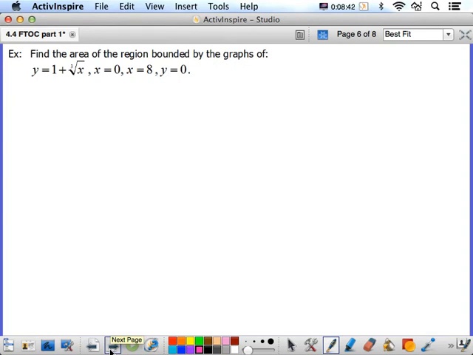So let's do this guy. Remember that we can actually do this as an area problem. So we're going to find the area of the region bounded by the graph y equals 1 plus the cube root of x, x equals 0, x equals 8, and y equals 0. In order to figure out how to set this up, you really need to be able to visualize it. So go ahead and in your calculator graph 1 plus the cube root of x, just so you can get a visual on it.